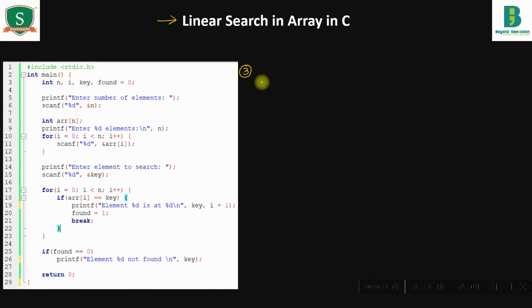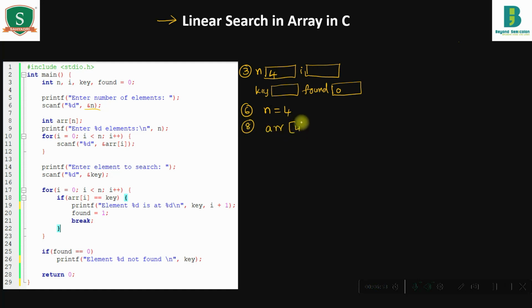Let's trace the program. In the third statement, n is a variable that stores an integer value. i is another integer variable that stores another value. Similarly, key is an integer that holds another value, and found is an integer variable which is already holding the value 0. Then the fifth statement: enter number of elements. In the sixth statement, consider I am giving that I want to store 4 elements. n is equal to 4, so the n value will be updated to 4. Looking at the 8th statement, we are initializing an array with 4 elements, so we have an array with the index values 0, 1, 2 and 3.